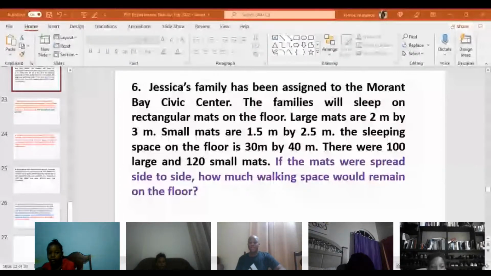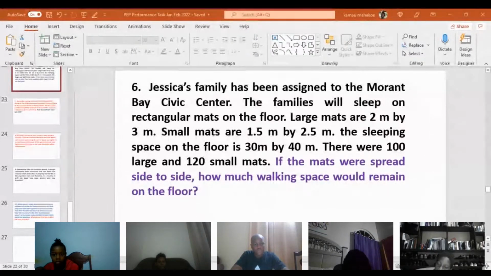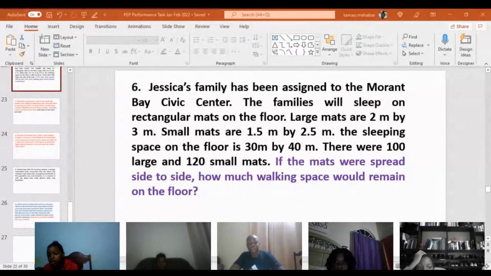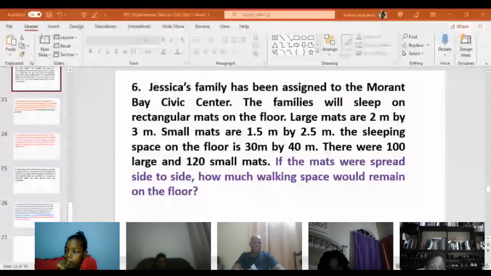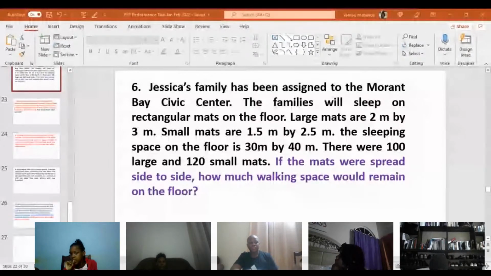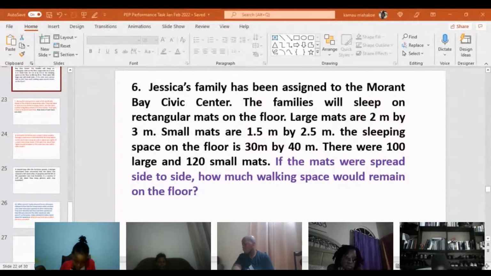Miss, I have an idea. Since there are 100 large mats, you'd find the area: 2 meters times 3 meters gives 6 meters squared. That means it'd be 100 large mats times the area of the large mat, so that's 600 meters squared. And the small mat would be 1.5 meters times 2.5 meters, and that gives you 3.75 meters squared. 120 times 3.75 meters squared gives you 450 meters squared.